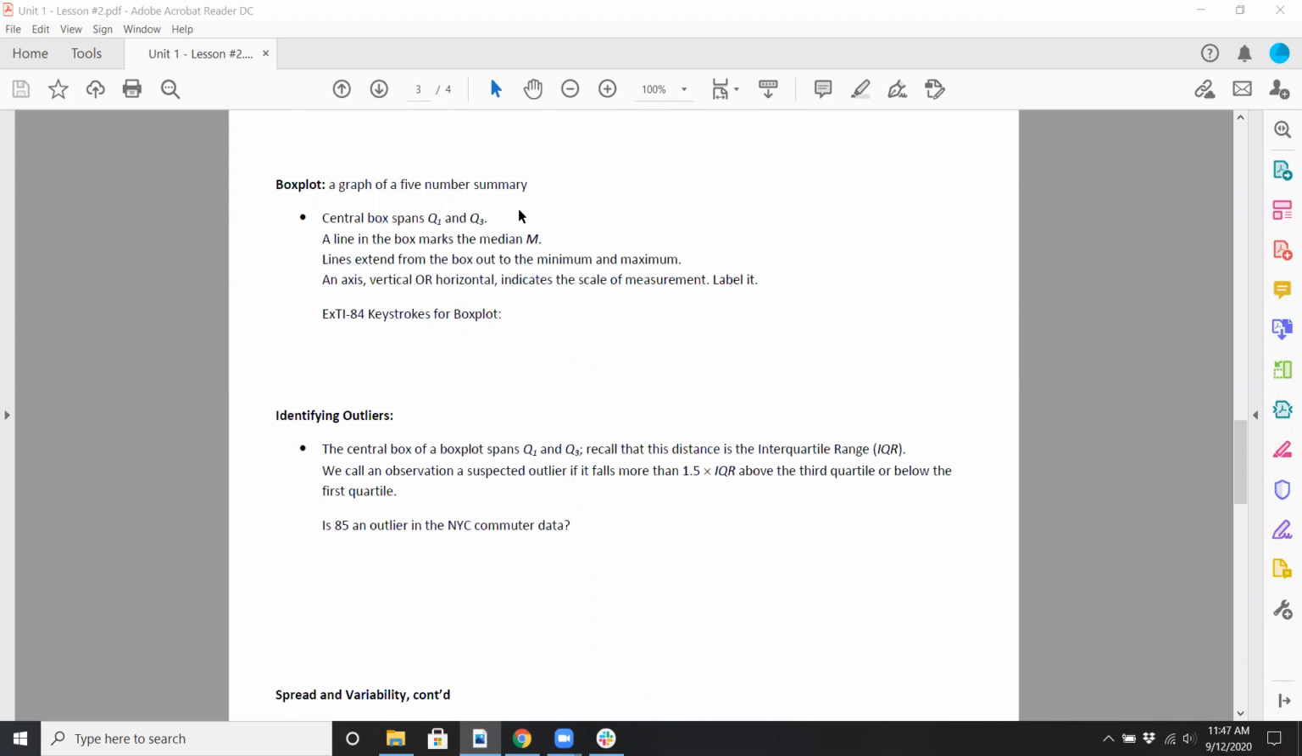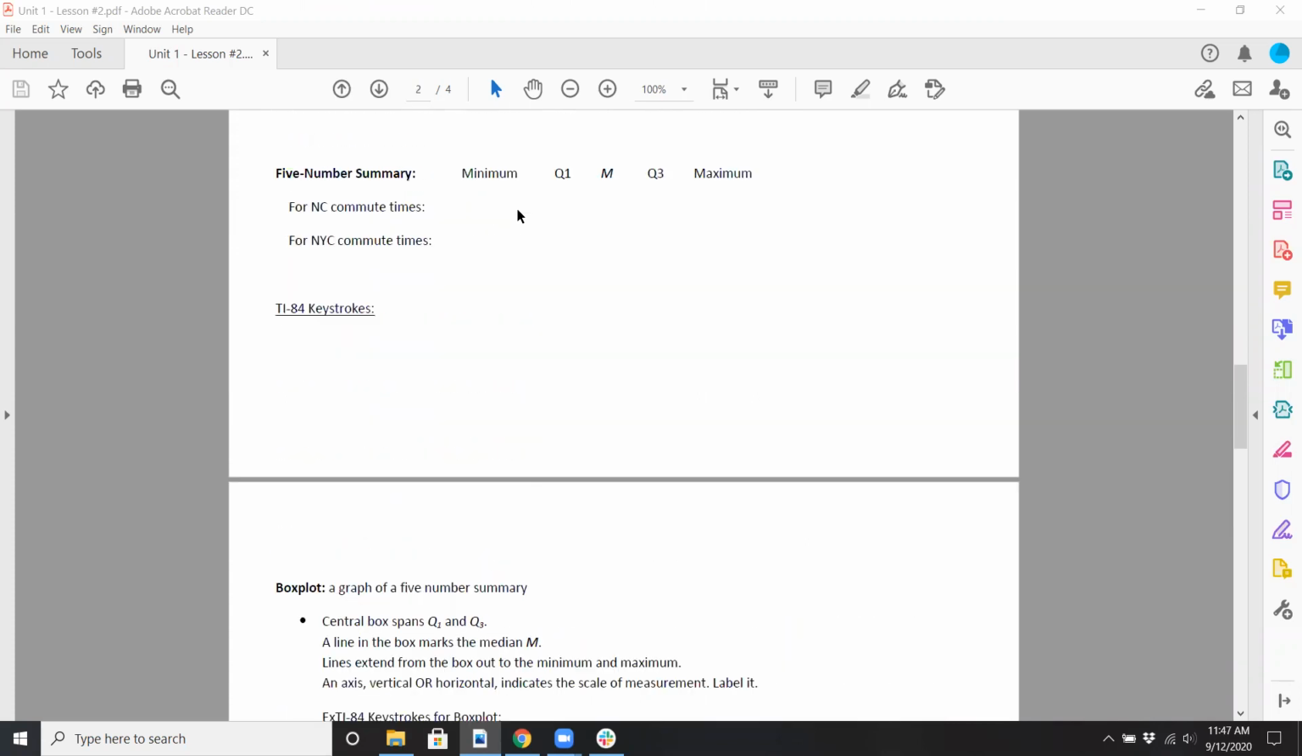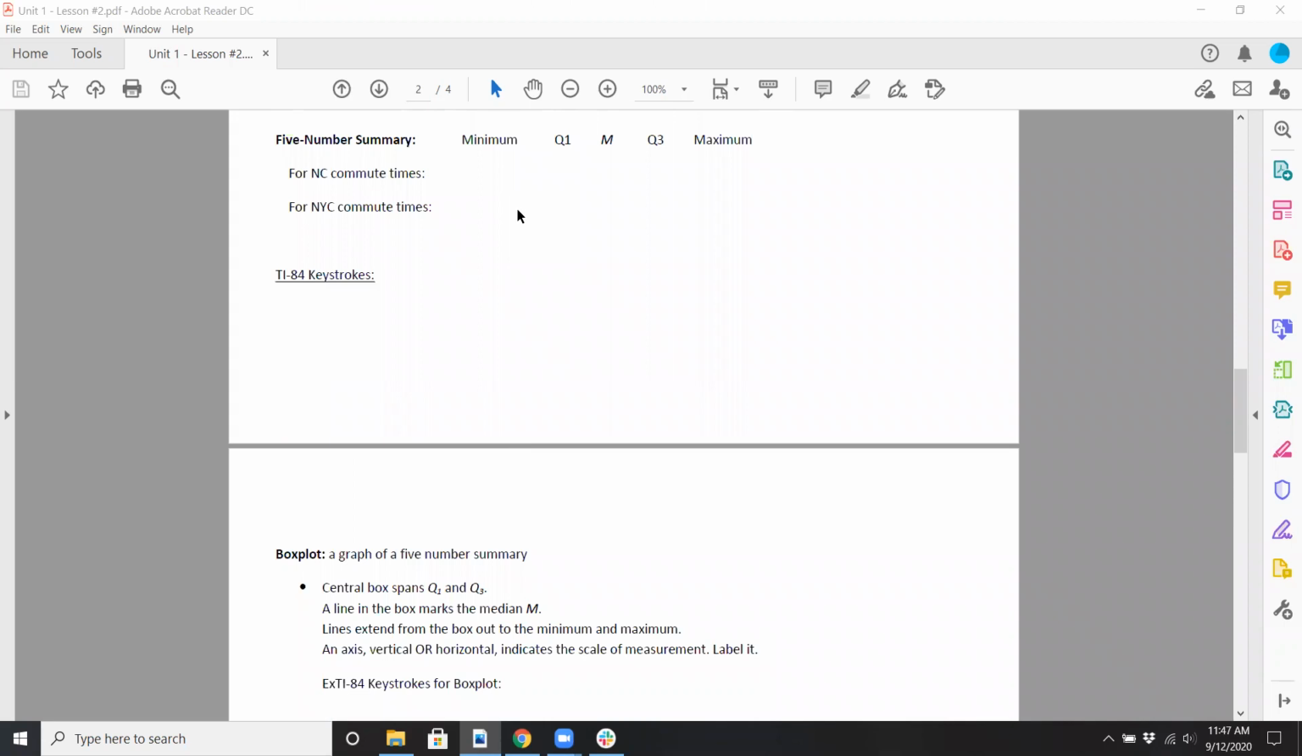First off, let's talk about a box plot. So right before we ended class on Thursday, we wrote down what the minimum, Q1, the median, Q3, and maximum were for both North Carolina and New York City.